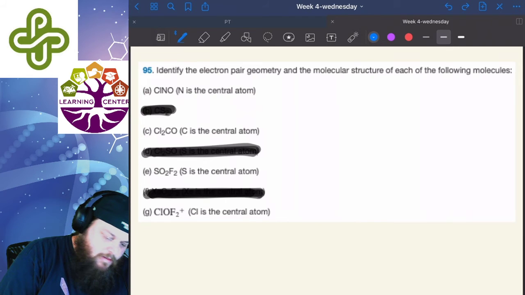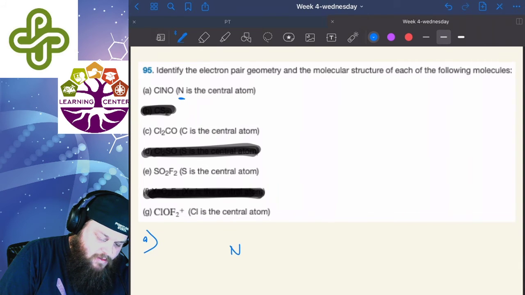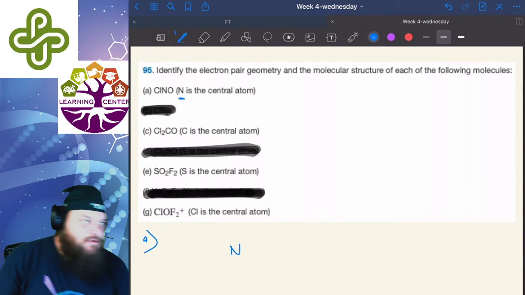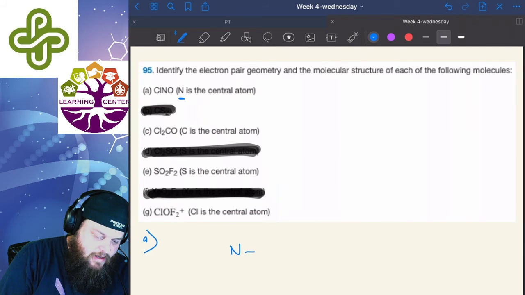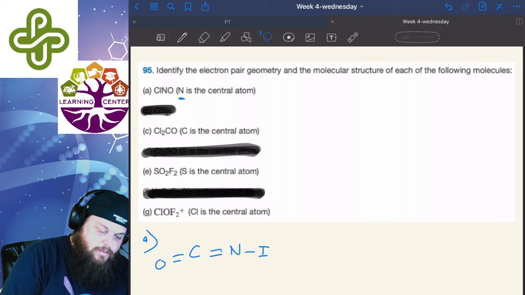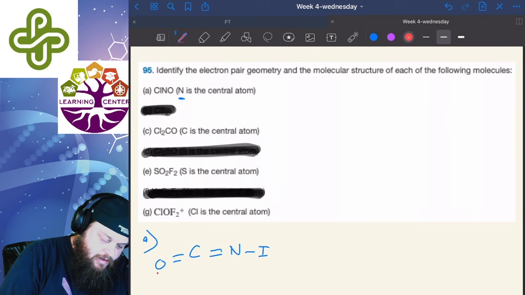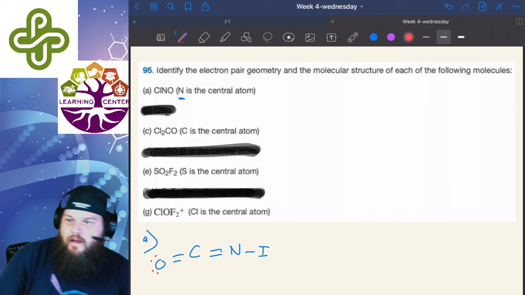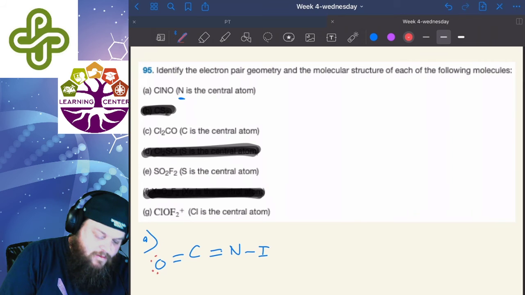Oops, I should have been drawing in blue. So really, they're saying that nitrogen is the central atom. So I'm going to start, that's the one we're really focusing on, that nitrogen, right? Now bonded to that nitrogen is an iodine, and bonded to that is a carbon, and double bonded to oxygen. There's a double bond there. So really, what's happening here, we can see that oxygen is going to have its 2 lone pairs out there, or 2 sets of lone pairs.